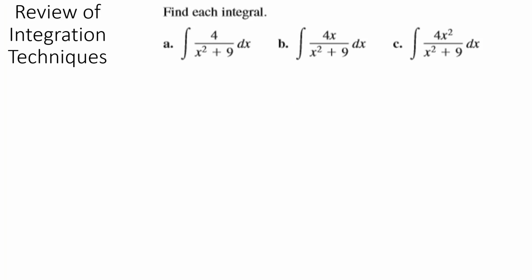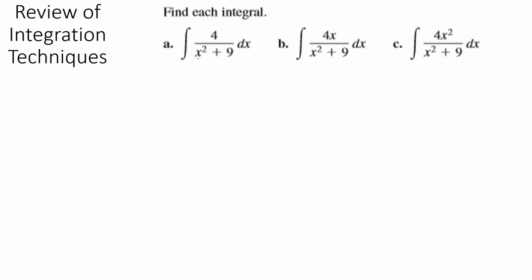So we've got three integrals here, and they all look quite similar. We've got 4 over x squared plus 9. We've got the integral of 4x over x squared plus 9. And we've got the integral of 4x squared over x squared plus 9. So even though they look very, very similar, they are done in three completely different ways.